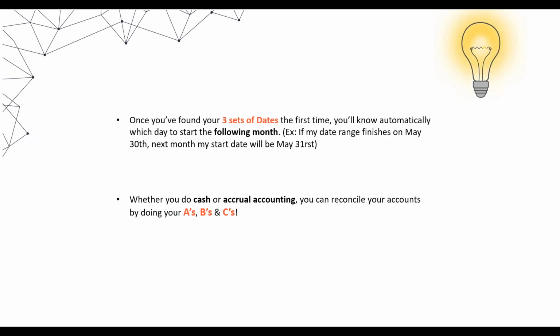And then, once you've found your 3 sets of dates the first time, you'll know automatically which day that you need to start on your following month. For example, if your date range finishes on May 30th, the next month your start date will be May 31st. And finishing off with a bit of good news, whether you're doing cash or accrual accounting, you can reconcile your accounts by following these same ABC steps.